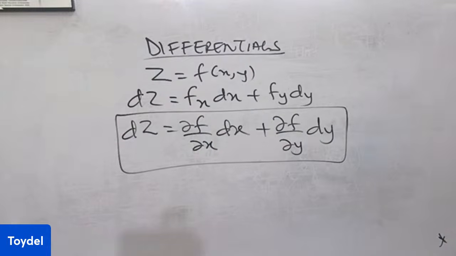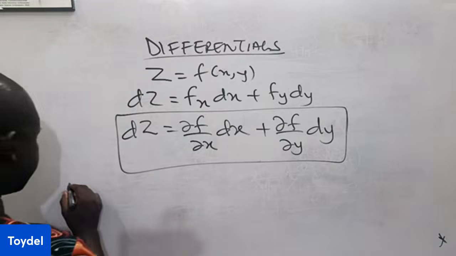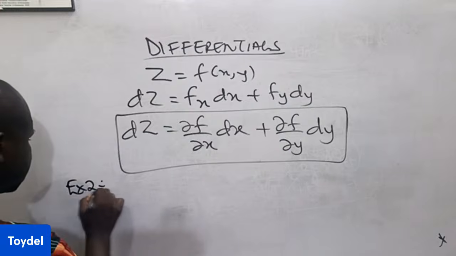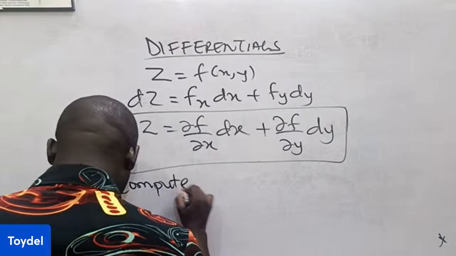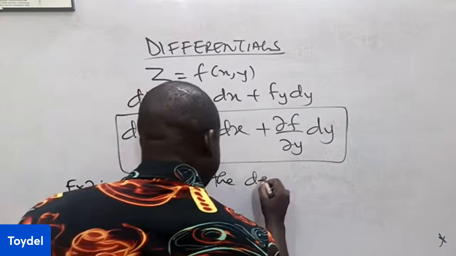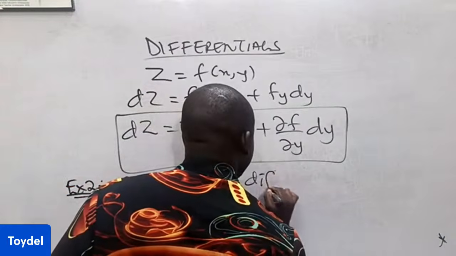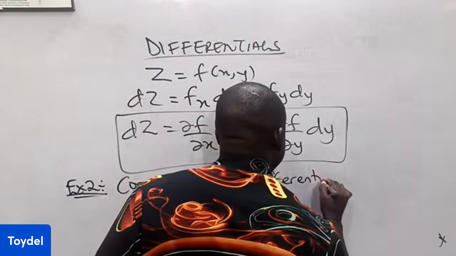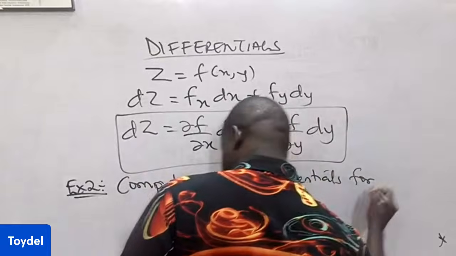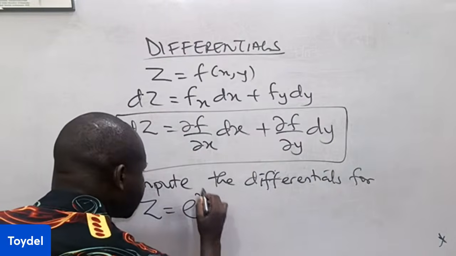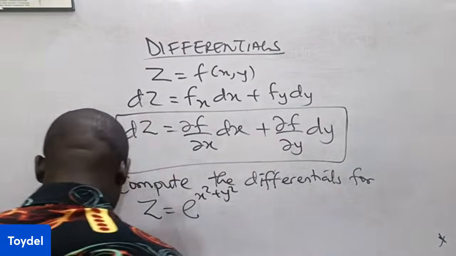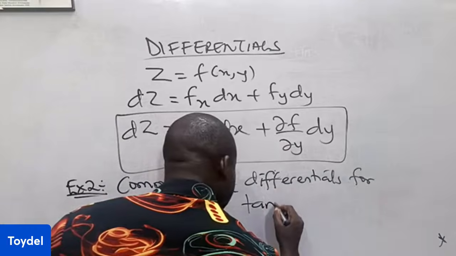So I'll just give one example. Let's give one or two examples in order to be able to establish these differentials. So let's say example 2, since we have considered one example before. Compute the differentials for z equals e raised to the power x squared plus y squared, tan 2x.